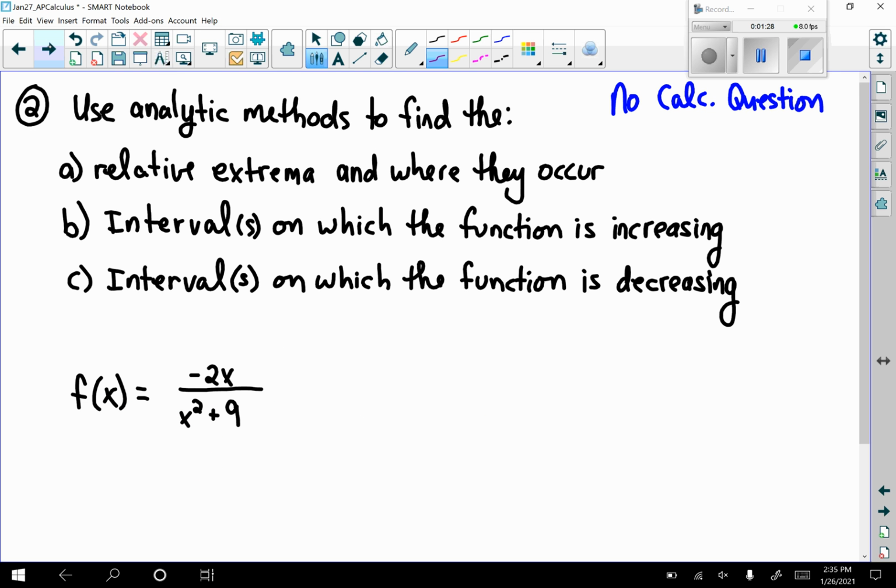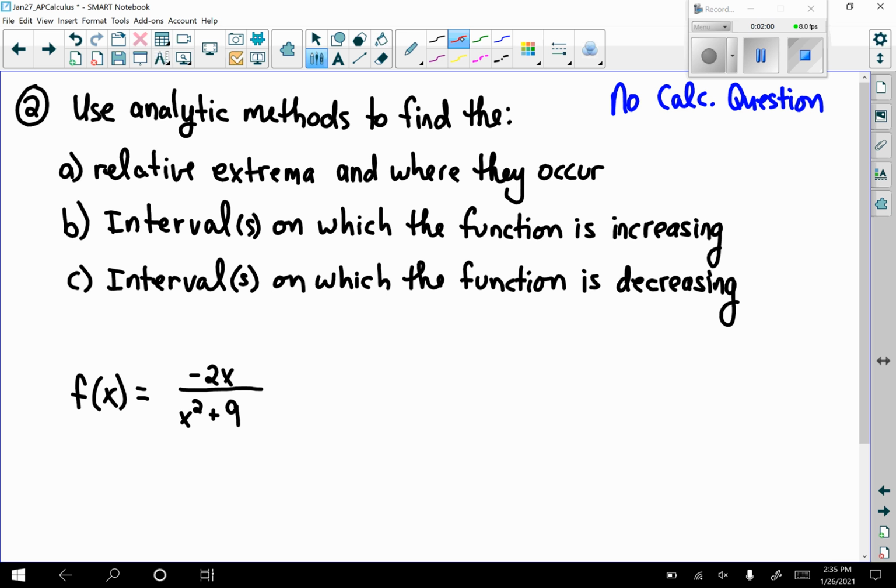All right, our second example, we want to use analytic methods to find A, the relative extrema where they occur, B, the interval or intervals on which the function is increasing, and then C, the intervals on which the function is decreasing. This would be a no calculator question. So pause the video to give this a try. All right, so if you're ready to go over this, you can let the video play. If not, pause it again.